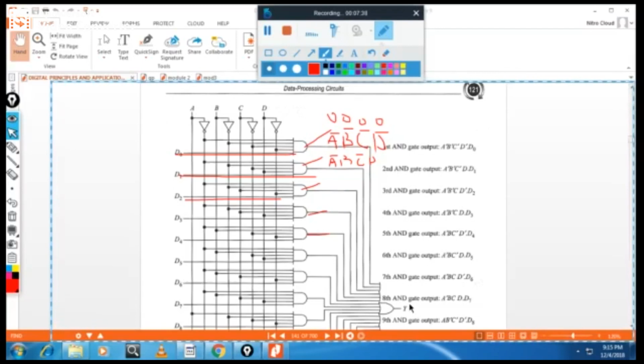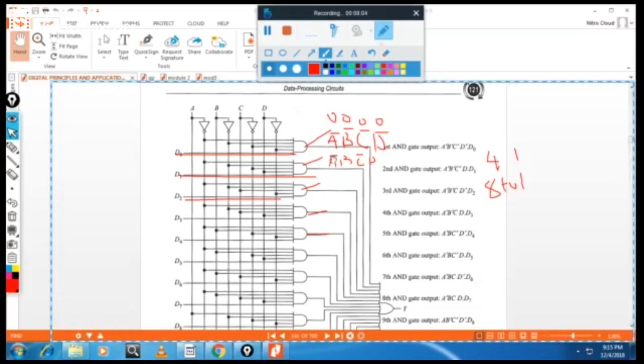This is called a 16:1 multiplexer. Normally they may ask 8:1. So you have to know how to draw 8:1 and 4:1. For 16:1 they will not ask this type of question. For 16:1 they will ask about implementation, like how to implement a 32:1 multiplexer using 16:1 multiplexers.